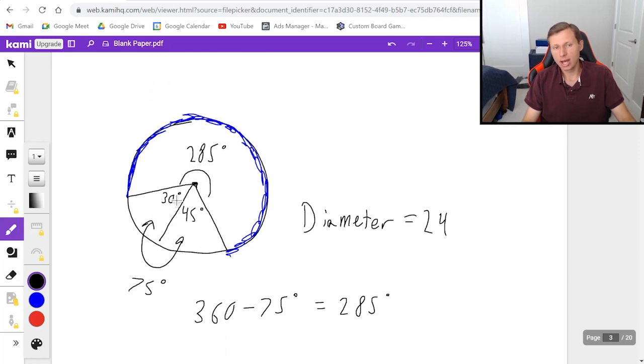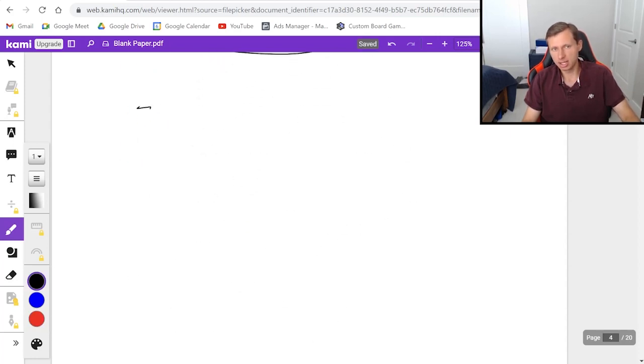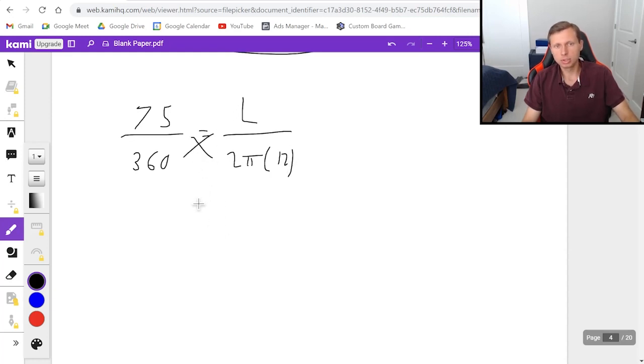Now, as I mentioned, there is a second way you can solve this. The second way is by finding this arc length here, the one we don't want, and that's not too hard to find because it's the same idea. Degrees 75 over 360 equals L over 2 pi times 12. You cross multiply. I'm going to skip a few steps. I'm just going to tell you you'll get a final answer of 5 pi. And remember, that's the arc length I don't want.